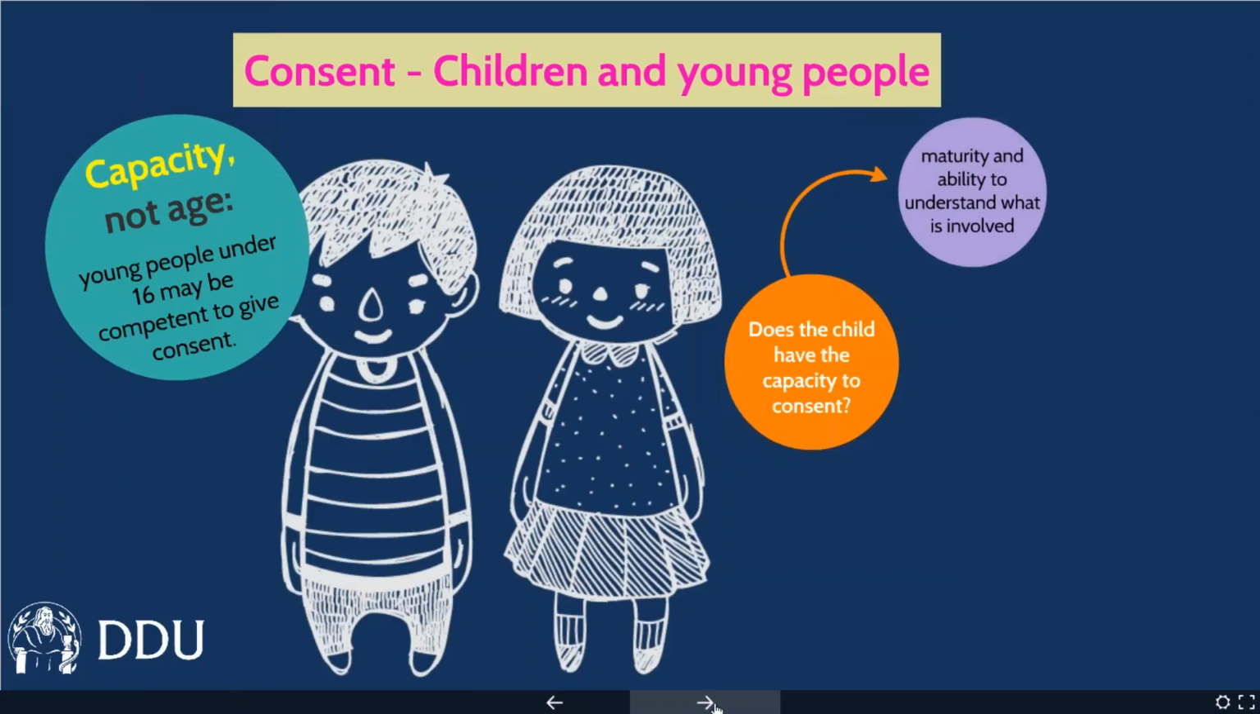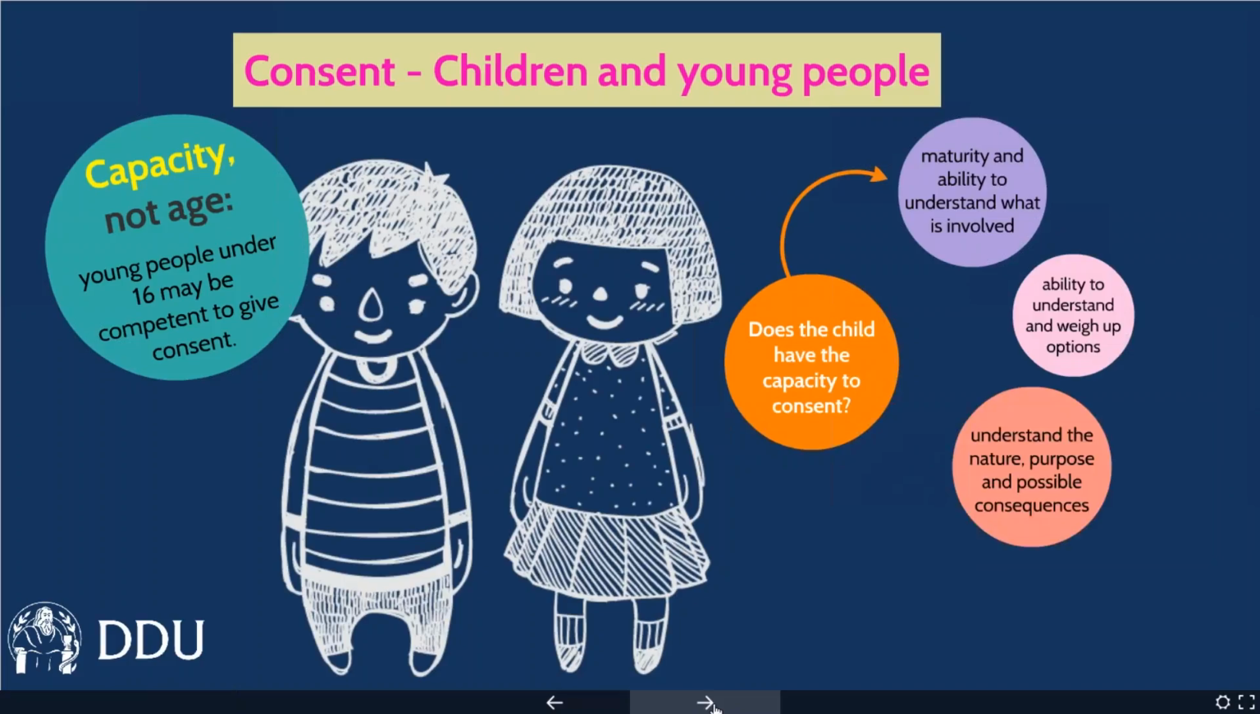Are they mature enough? Are they able to understand what's involved and to weigh up all the pros and cons, the information, and the nature, purpose and consequences? It's incumbent upon the clinician to decide if they are what we would call Gillick competent. And again, that's going to be case specific, isn't it?